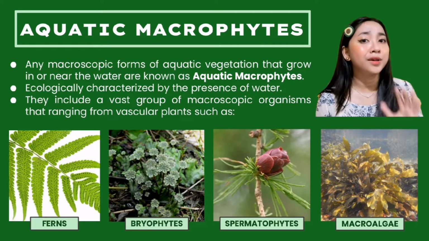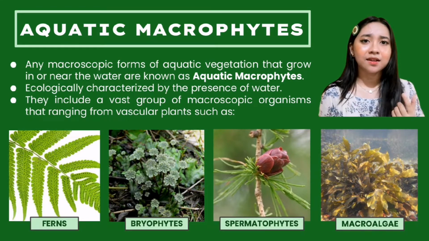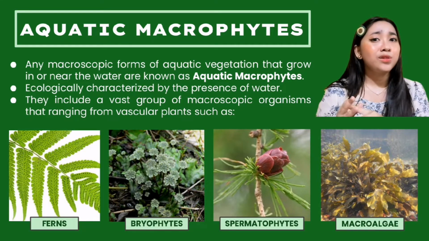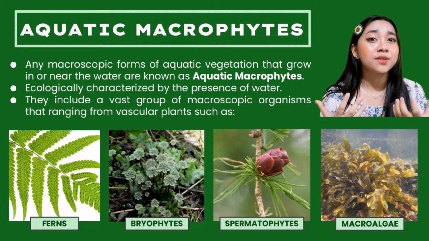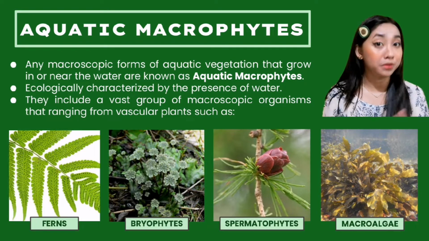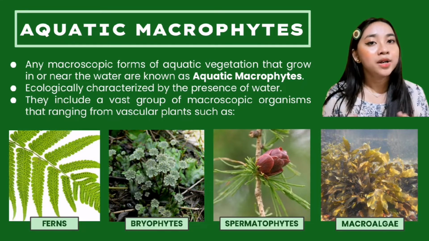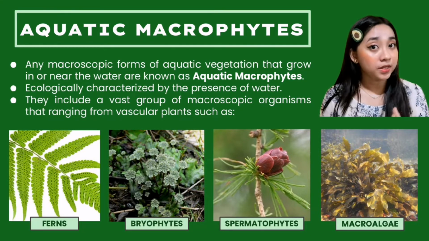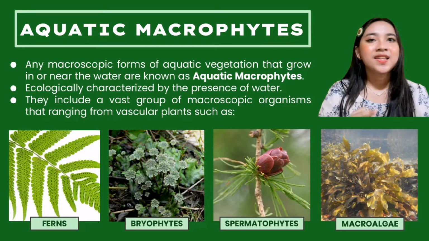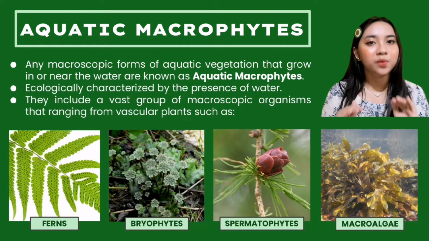These plants are ecologically characterized by the presence of water, which means that it can be fresh, brackish, saline, or eutrophic, and they grow at least a part of their life cycle in water, either completely submerged or immersed. They include a vast group of macroscopic organisms, ranging from vascular plants, such as ferns, bryophytes, spermatophytes, and macroalgae, flourishing either permanently or periodically in the wet ecosystem.